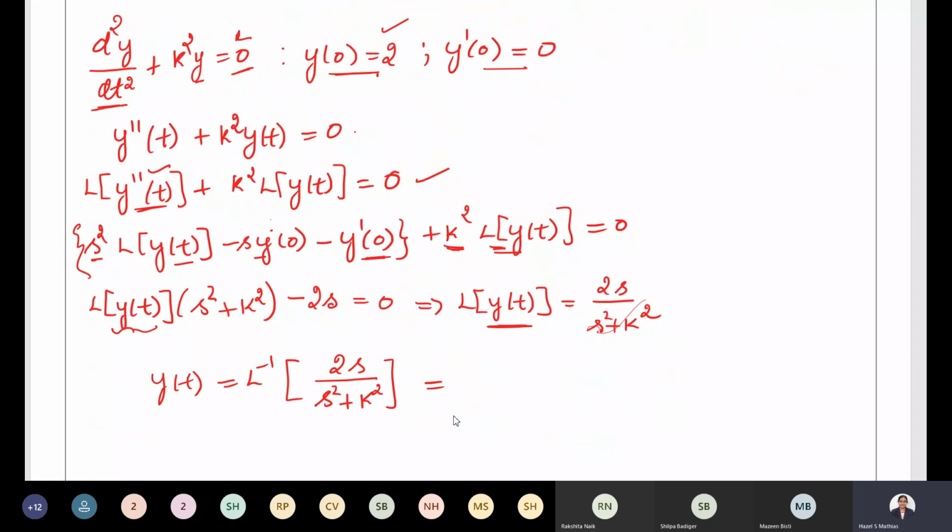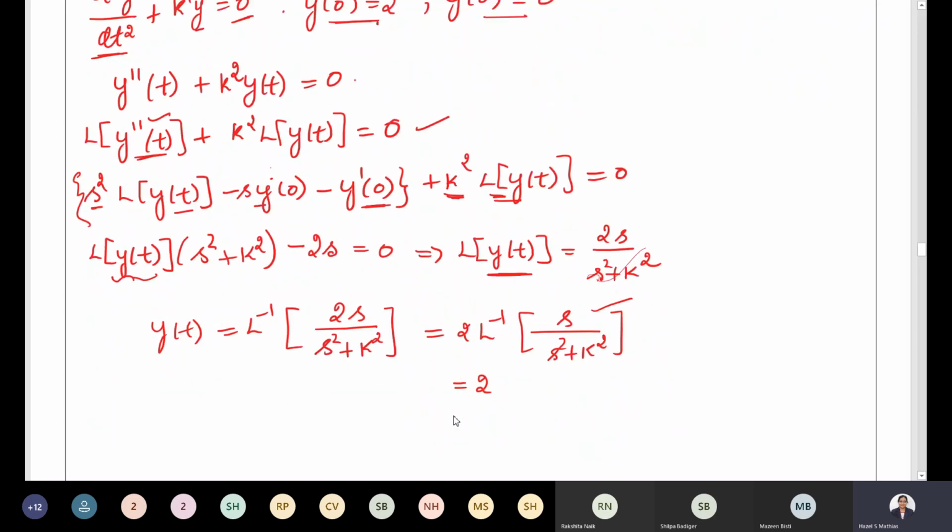Very good. So what is this? This is 2 into L inverse of s divided by s square plus k square. So 2 into, what is the inverse Laplace transform of this? Tell me. Cos kt, ma'am. Yes, very good. It is cos k into t. So this is the solution. y of t equal to 2 cos kt is the solution of the given differential equation.